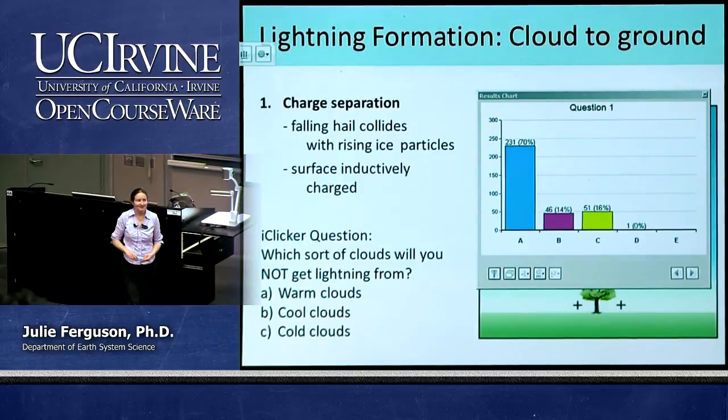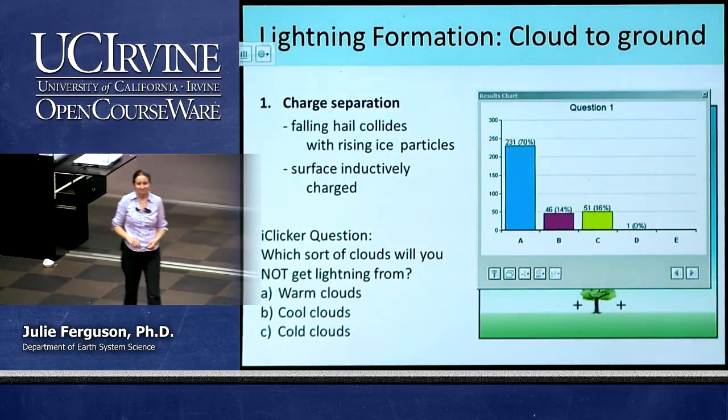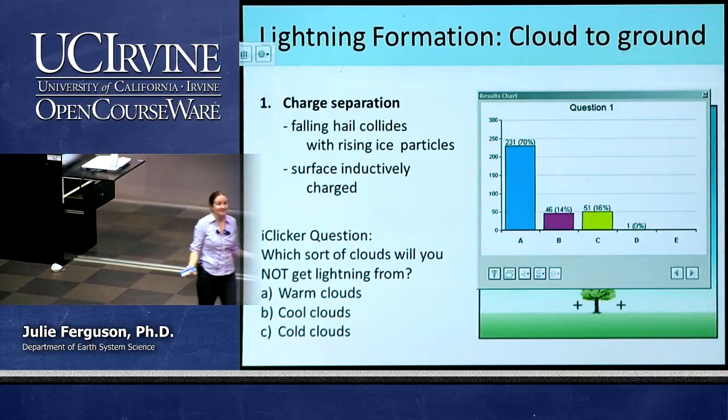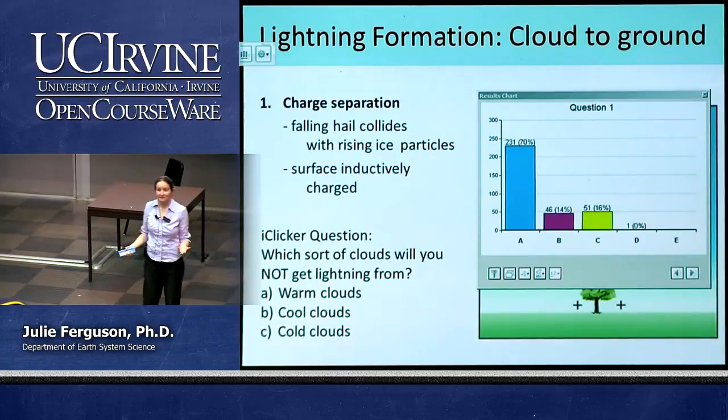70% of people are with me. So why will we not get lightning from warm clouds? Yeah, because there's no ice, right? Remember, warm clouds are all above 0 degrees Celsius.